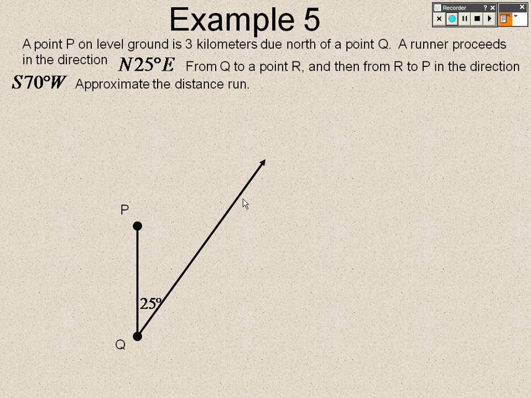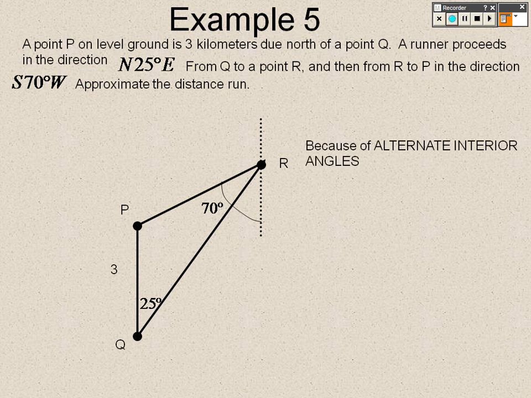From Q to R, and from R to P, they went south 70 degrees west. So south 70 degrees west. Okay, but keep in mind, south 70 degrees is what we need to keep in mind. We use alternate interior angles to figure out all the stuff. I know that this whole angle is 70 degrees. It doesn't mean that inner part is 70 degrees. It means the whole angle from here to here is 70 degrees.